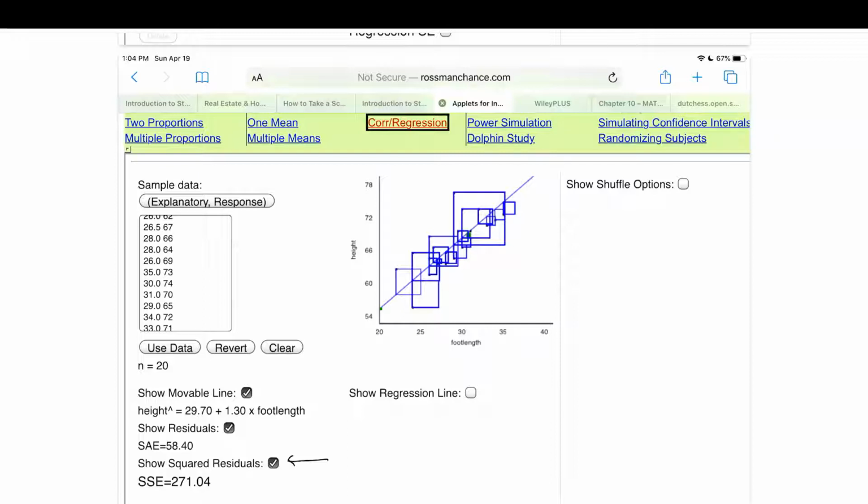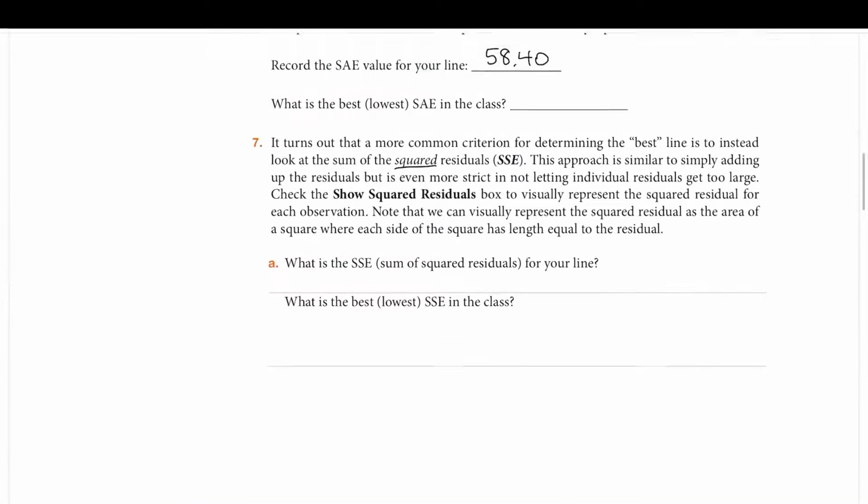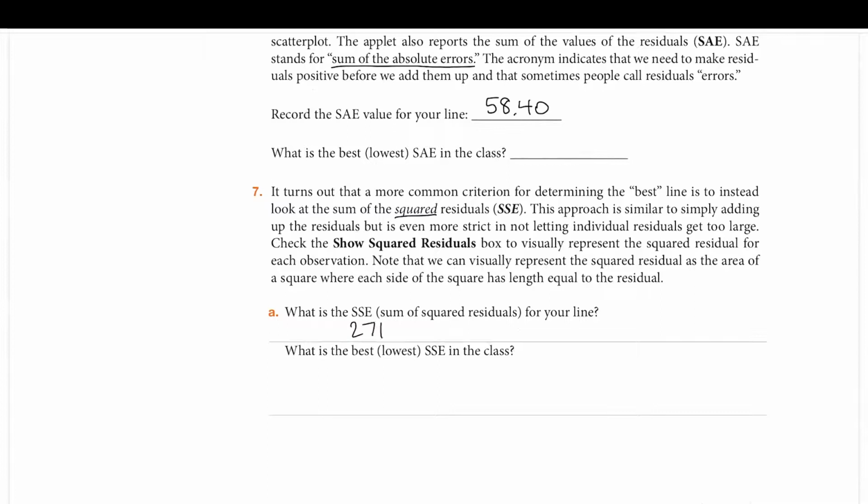So we take the distance from the point to the line, and that is the length of the side of a square, and then we draw the rest of the square based on that. And so this SSE, sum of squared errors, error being another name for residual, is actually adding up the areas of all of these blue boxes. And in my case, I got 271.04, and you got what you got. And again, probably some of you did better than I did, and that's great.